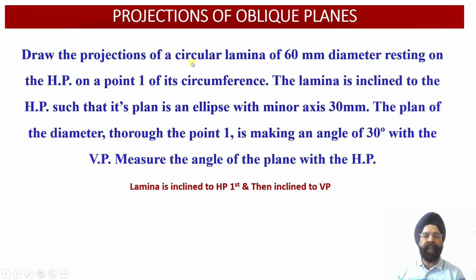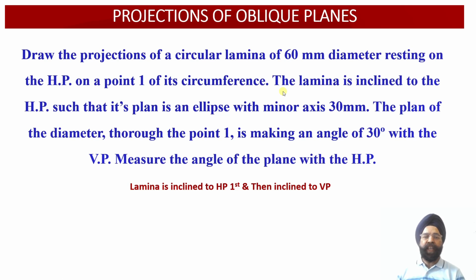Here we have been provided with a circular lamina having 60 millimeter diameter, and this circular lamina is resting onto the horizontal plane on a point 1 of its circumference, and this lamina happens to be inclined to the horizontal plane. And usually whenever a lamina is inclined to the horizontal plane, we are provided with the angle of inclination of the surface of the lamina with respect to the horizontal plane.